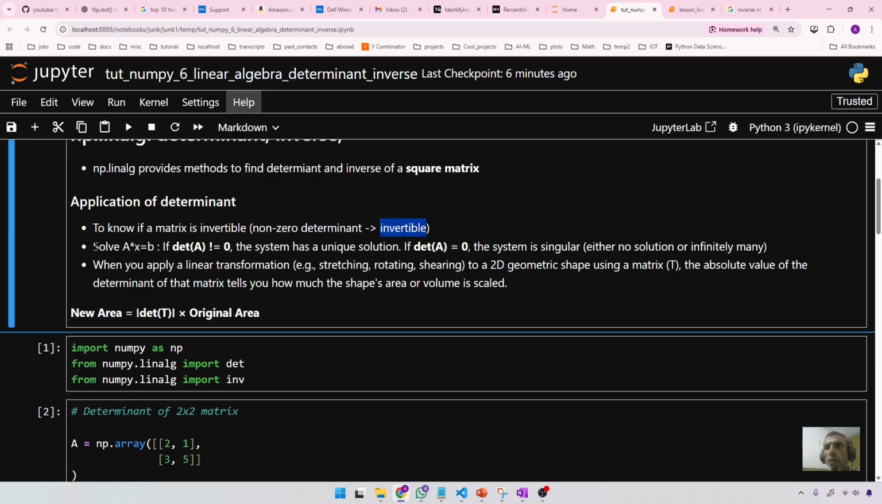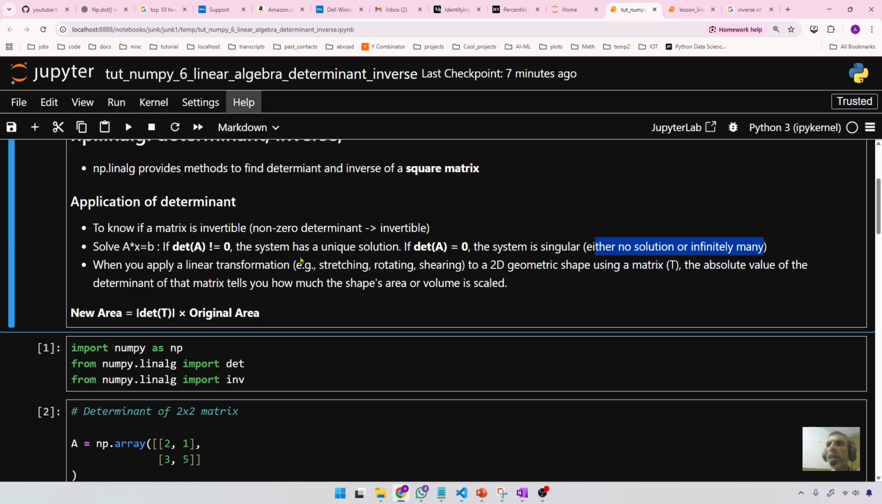Sometimes we have to solve an equation. Let's say you have an equation like this. This is a linear equation, and you want to solve it. In order to solve it, you want to make sure that your determinant is not equal to 0. That's the only way you can solve this equation. It tells you that the system has a unique solution. If, on the other hand, your determinant is equal to 0, that means the system is singular. Either it has no solution or it has infinitely many solutions.